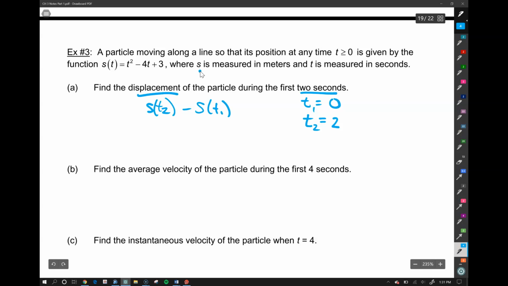So if I want to find the final position, what? I don't understand you guys.